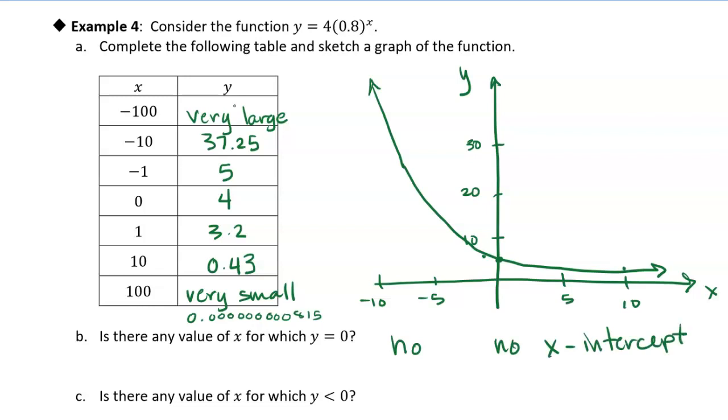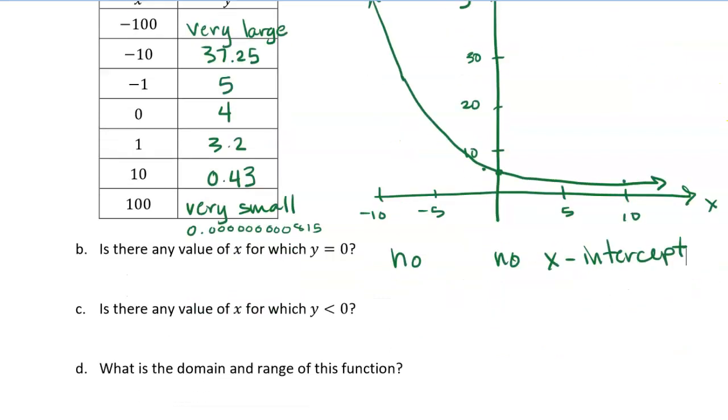And it's actually never going to be negative. So that's the second question here. Is there any value for x for which y is less than 0? So is y ever negative? No, because we're taking 4 times a power of a positive number, and there's no exponent, not even a negative exponent, that will make it negative. Negatives just make a reciprocal, so even negative exponents are going to make a positive number. So this one is also no.